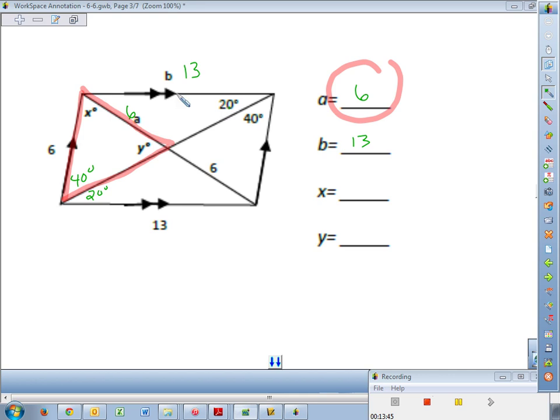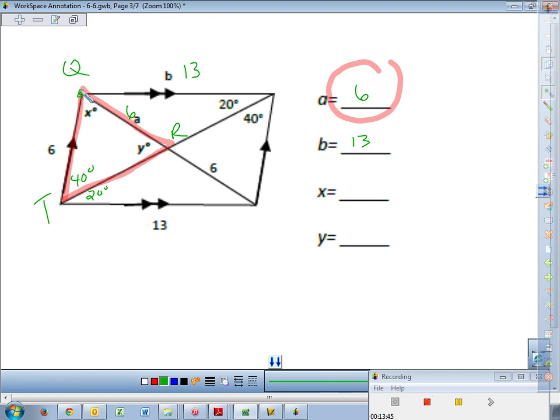If I call this, well, let's do Q, R, and T, where's the vertex of that isosceles triangle? Q, because isn't that where the 6's touch each other, right? So how does that help? If this is 40 degrees, how much has that got to be? 40 degrees, because isosceles triangles imply that those base angles are congruent, correct? Can you find X now also? No calculator. Can you find X without a calculator? How much are these two? 80 degrees. What's X got to measure? 100 degrees. What a horrible looking picture.